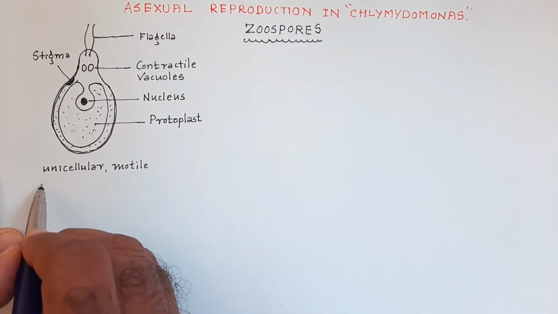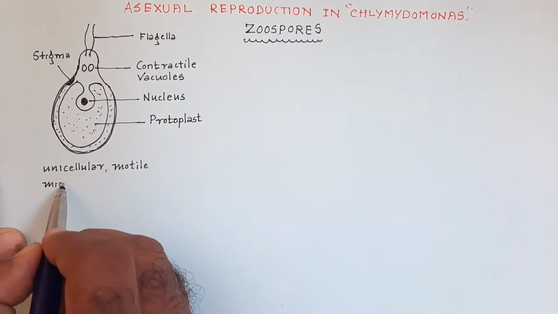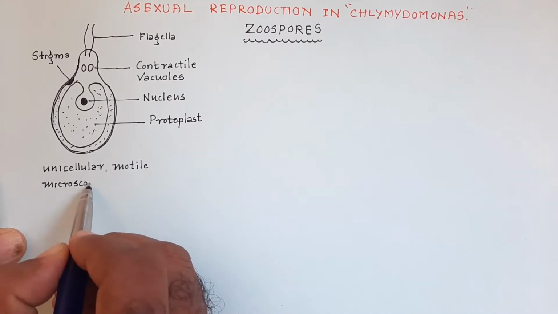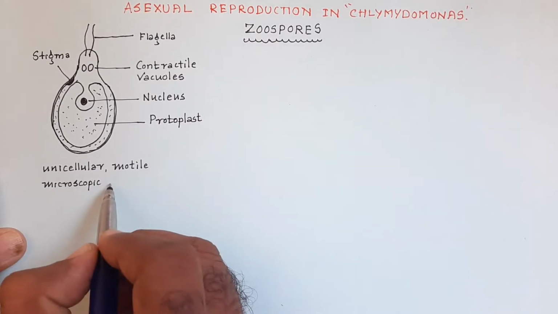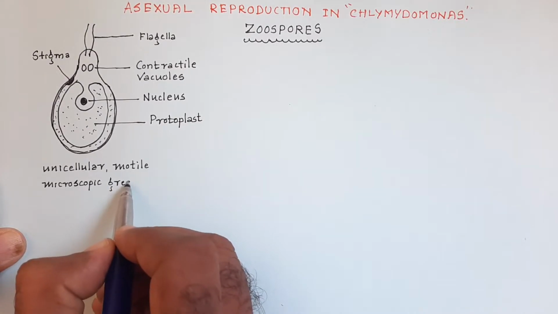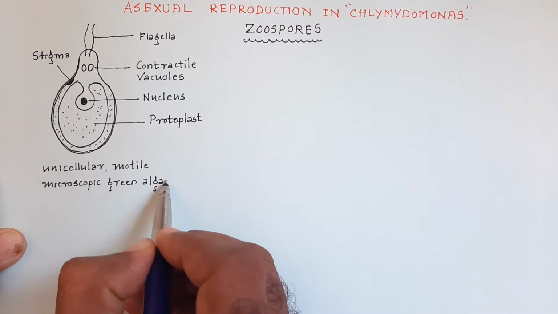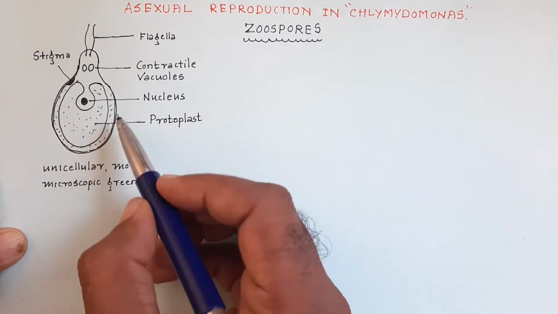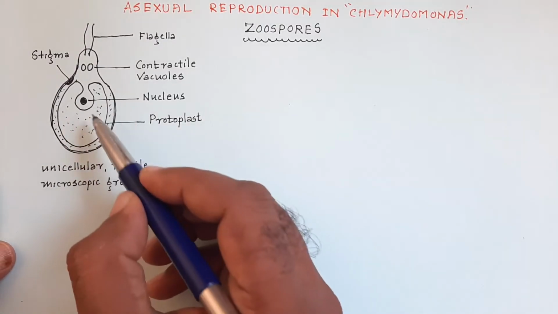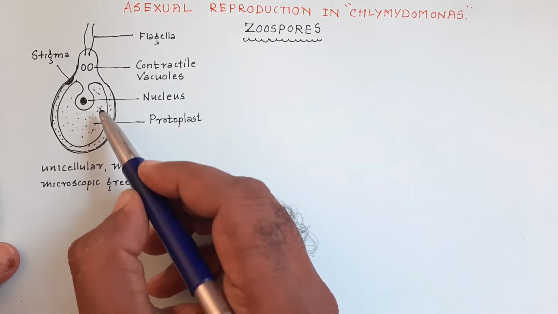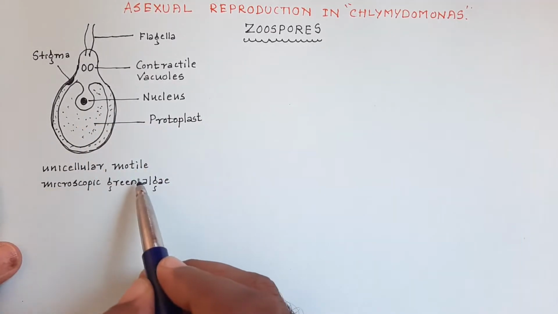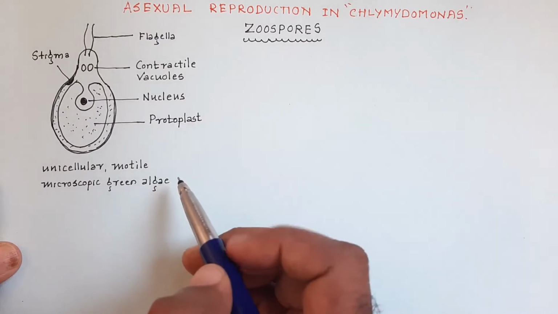Unicellular, motile, microscopic green algae. So we can define the basic body structure of Chlamydomonas in this way: it is a unicellular motile microscopic green algae.